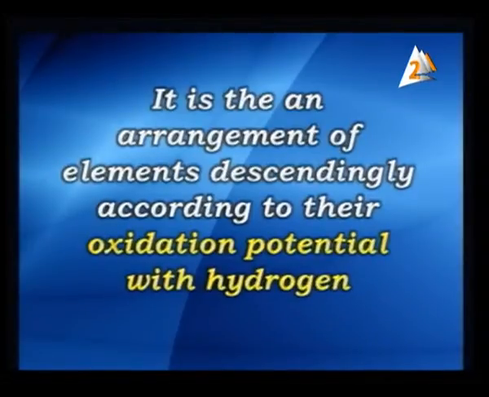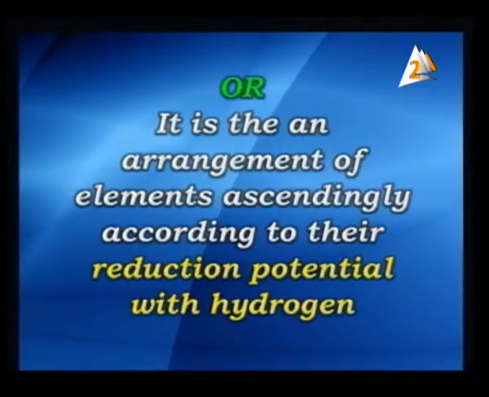What about the electromotive series? It is an arrangement of elements descendingly according to their oxidation potential with hydrogen. We have another definition: it's an arrangement of the elements ascendingly according to their reduction potential. It's good to say that. You must say with hydrogen, because hydrogen is the standard for this case, and we learned that the standard oxidation or reduction potential always equals 0 for hydrogen.